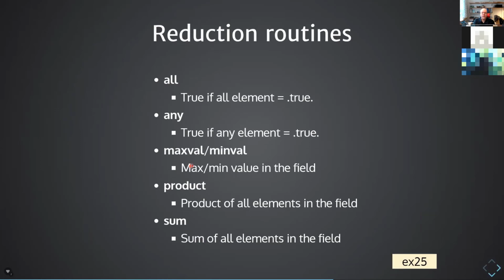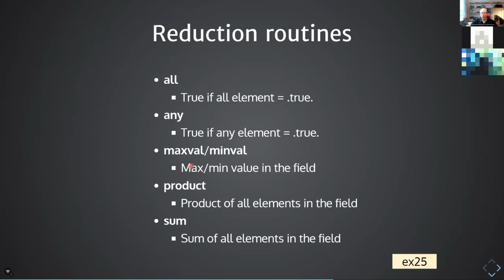There are some other routines for arrays as well. All, for example, returns true if all elements are logical value true. Any returns true if any of the elements are true. You have maxval and minval, which calculate the max value of an array or the min value of an array. So it's very easy to confuse with the max function and min function, which determine the max value of a given number of arguments. So in this case, maxval means that it will calculate the maximum value of the entire array.